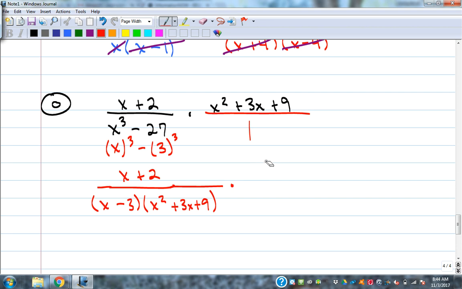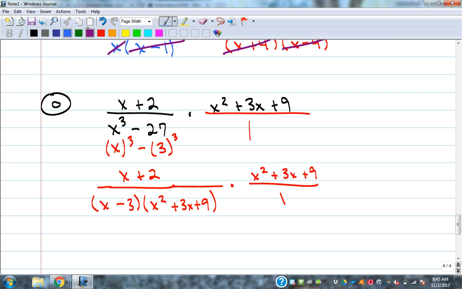What about this trinomial here? Does it factor? No. 9. Nothing multiplies by 9 has to be 3. So that's just x squared plus 3x plus 9 over 1. And then I look to cancel things vertically first and then diagonally. Anything canceling vertically? No. Diagonally.